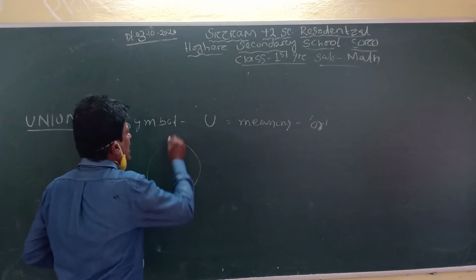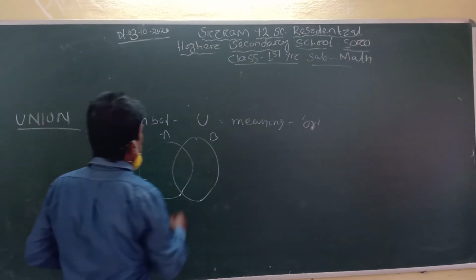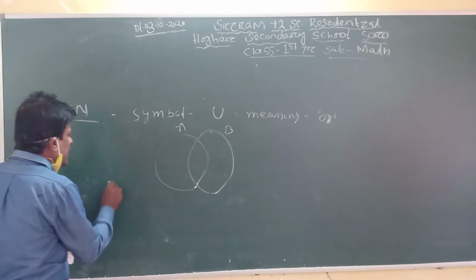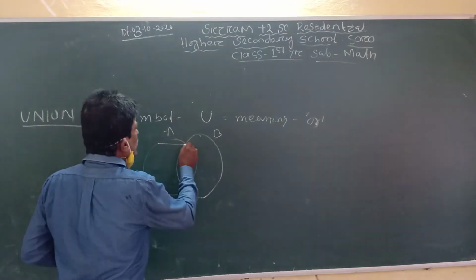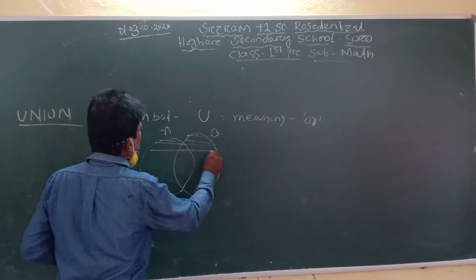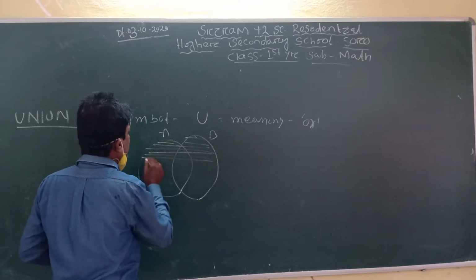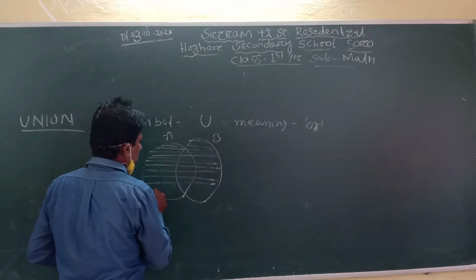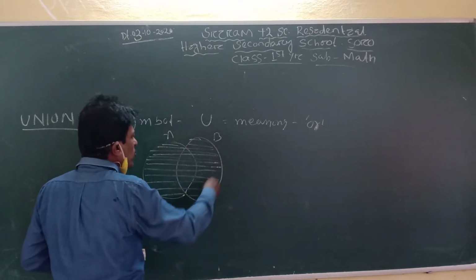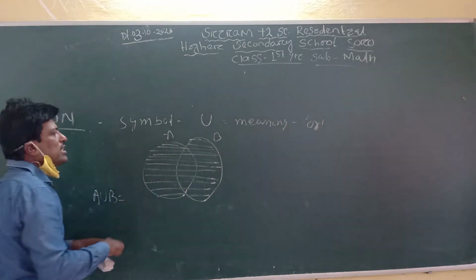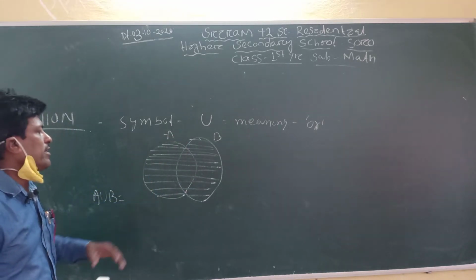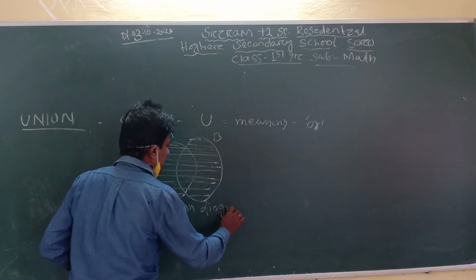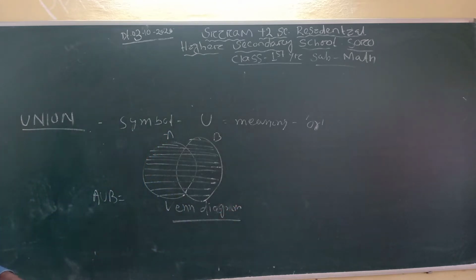That is A, and that is B. So this is the Venn diagram of A union B. I draw this shaded region, that is A union B. I am going to shade that part, the total value of A union B. So the shaded region is called A union B. That is the Venn diagram of A union B.